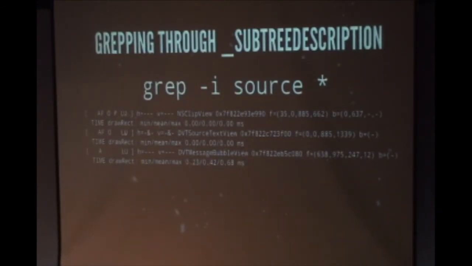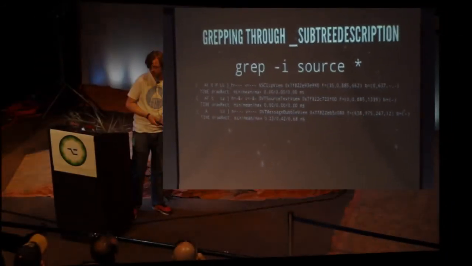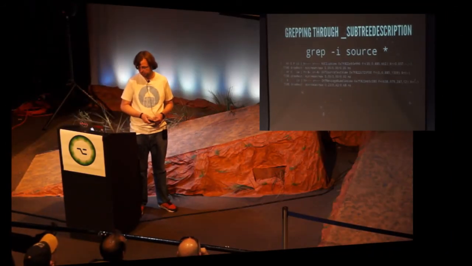So for a second problem, which is finding out if the user types anywhere, we're using a different method. I did the subtree description of the whole workspace window controller in the debugger. Subtree description, for those of you who are doing iOS, is basically the same as recursive description. And then I just grepped for source.